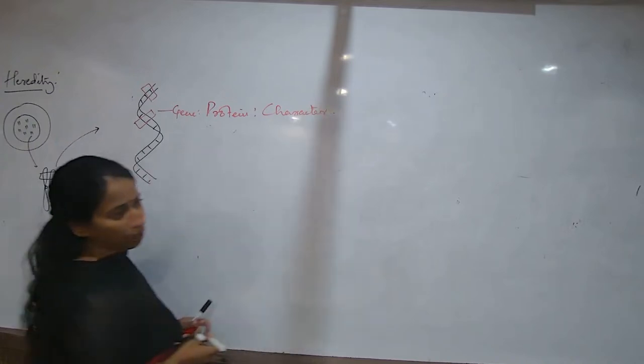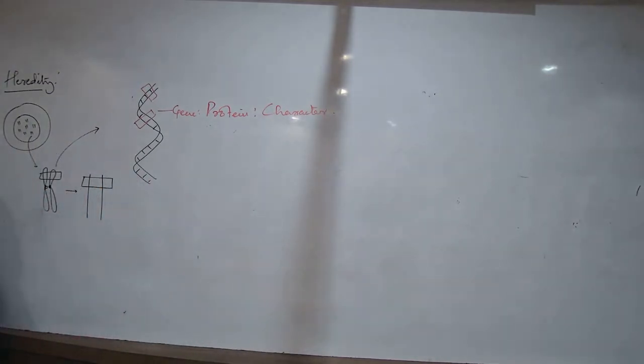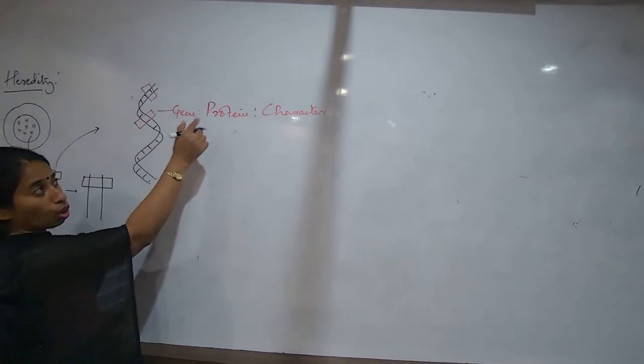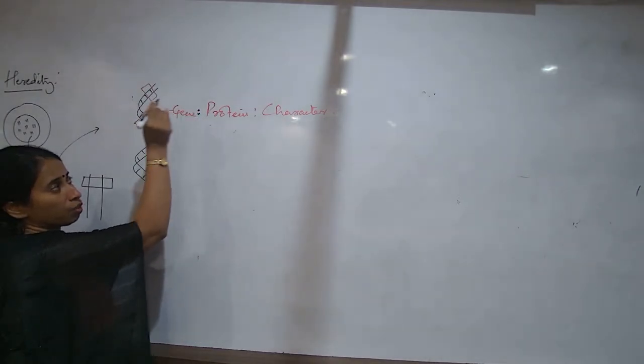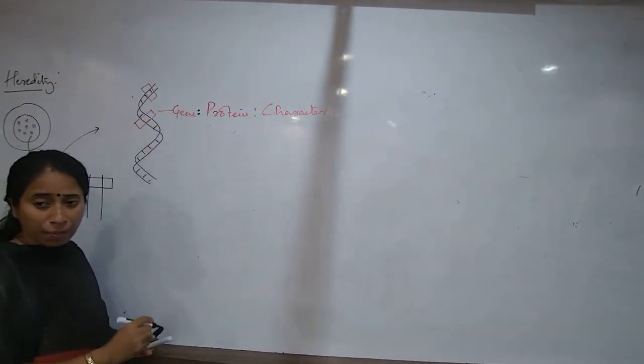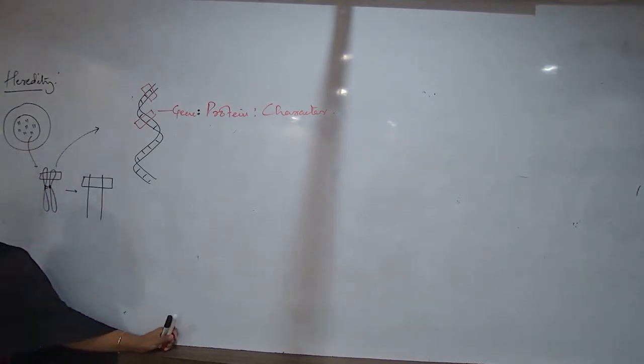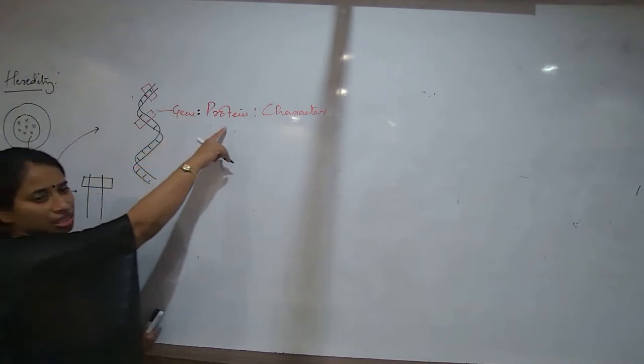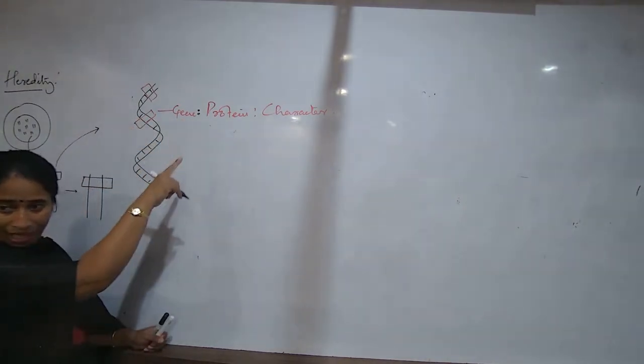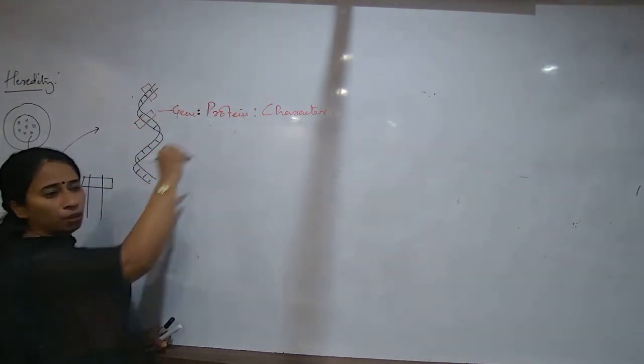So we are going to start from here. The entire chromosome is made up of hundreds and hundreds of genes like this. Every particular gene is going to code for a particular protein. What is the meaning of code for a particular protein? It has the information to make a protein. So every particular gene has the information to make a protein and then regulate a character.